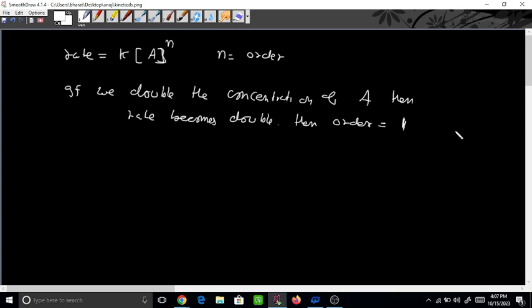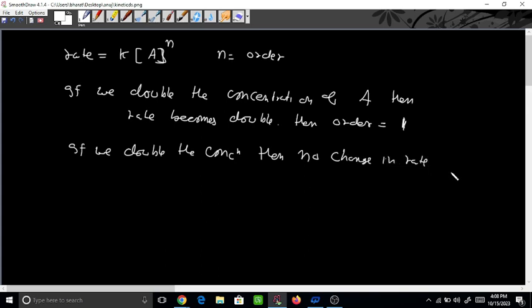This is okay. Now fine, if we double the concentration, then there is no change in rate. No change in rate means this will be 0, then only there will not be any change, because whatever we do here it will become to the power of 0 is equal to 1, so rate will be the same only. So order is equal to 0. Can we say?